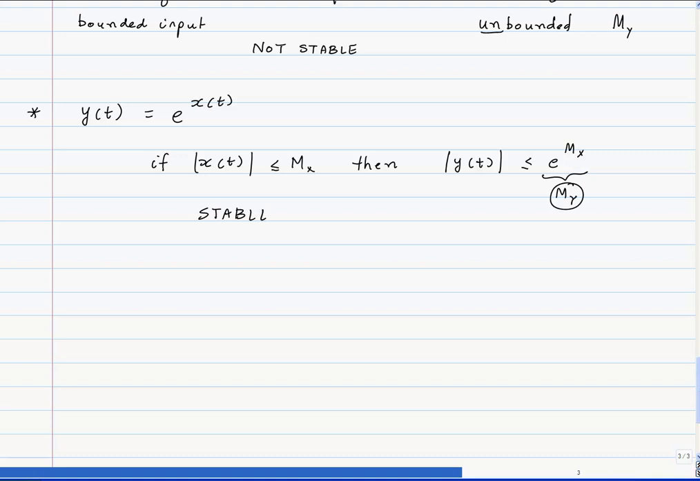Now, I think what confused a few students is the fact that you have things like e raised to x of t, and you think, well, e raised to x of t is something that grows very rapidly. I think students get confused between the function e raised to t and e raised to x of t. So do not get confused between these two things. In fact, if I had a system for which the output is e raised to t times x of t, now this would be unstable, because this can blow up or can grow without bounds.